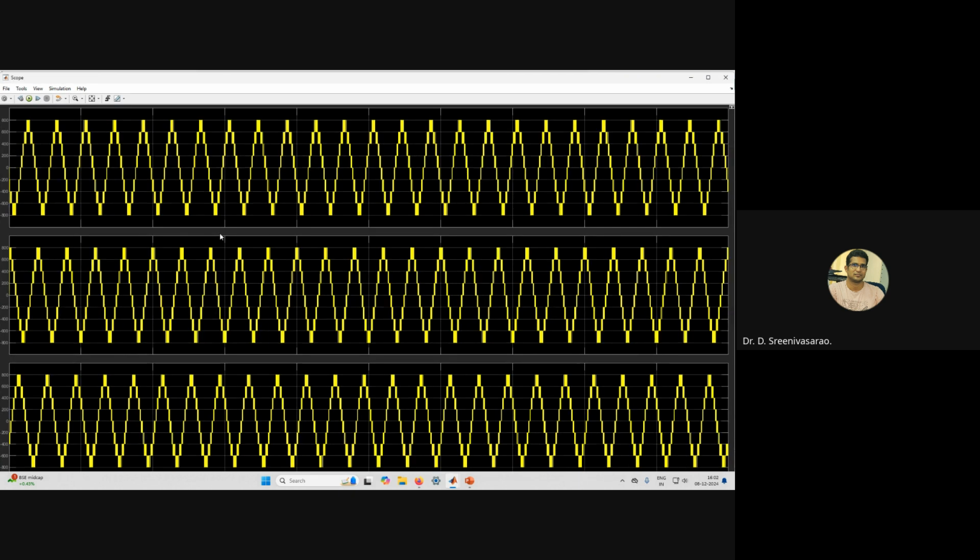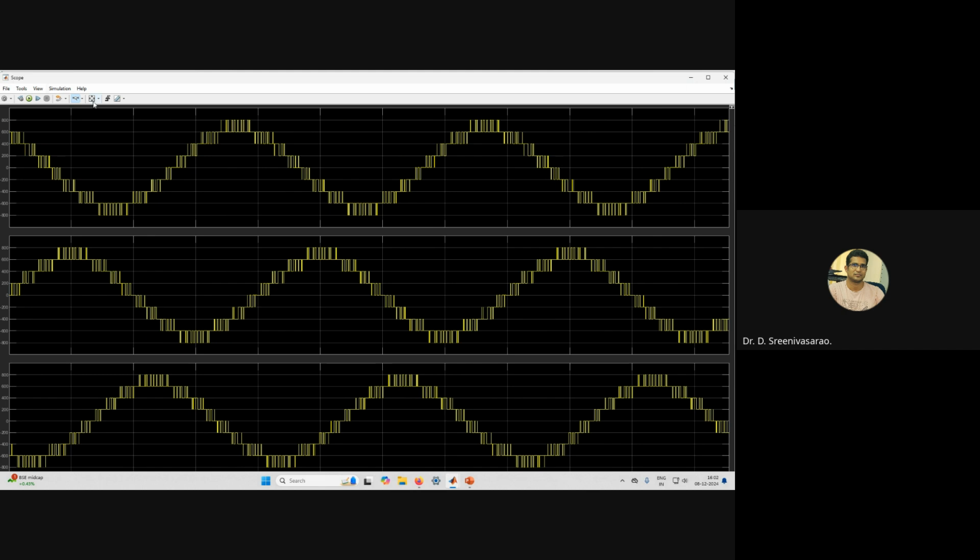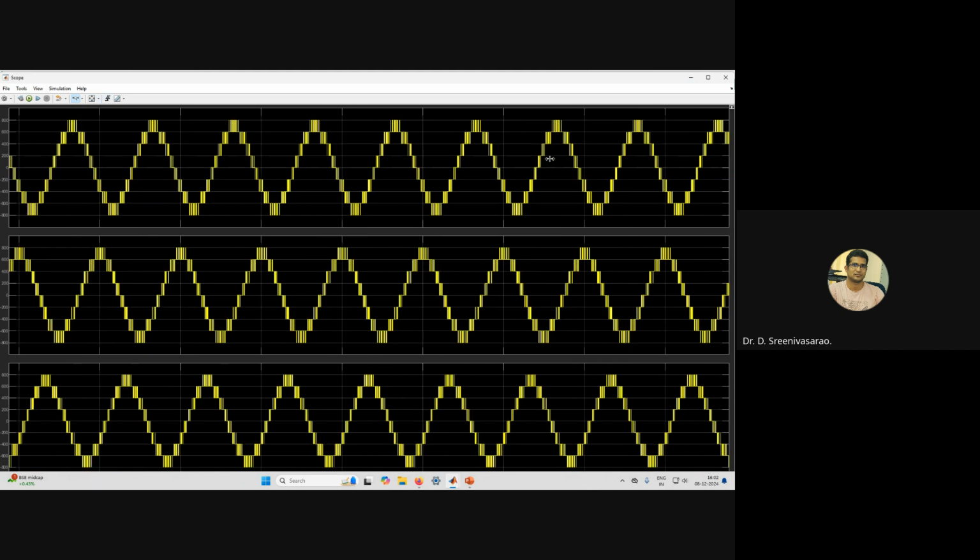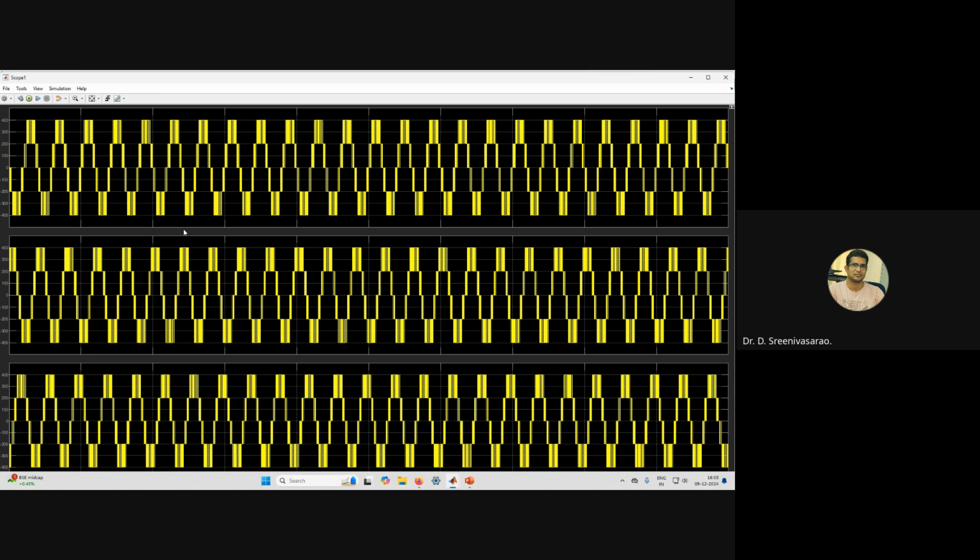See here, this is the output voltage obtained from the level shift PWM technique. The waveforms are very close to a sinusoidal waveform. This is the line voltage, and these are the phase voltages. You can see five levels: minus 400, minus 200, 0, 200 and 400.